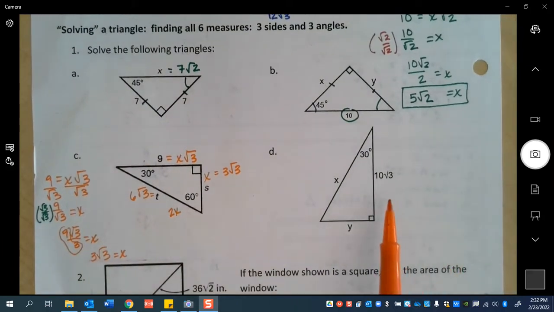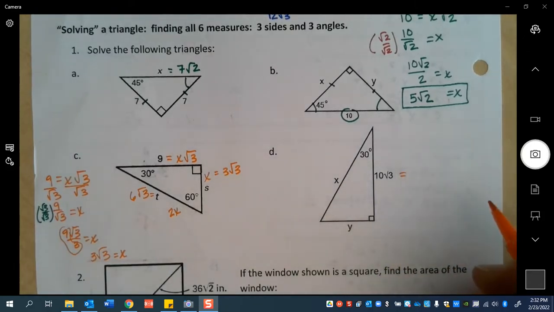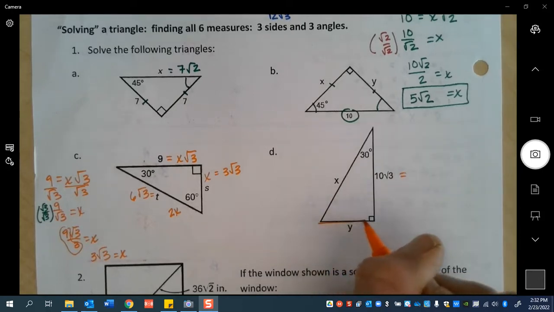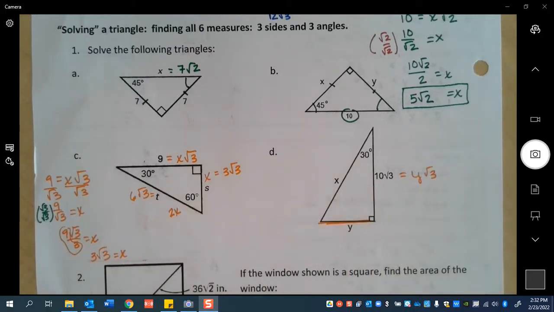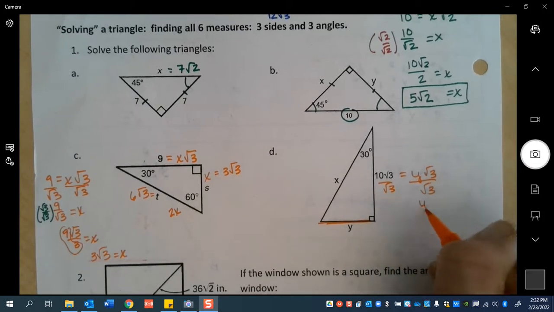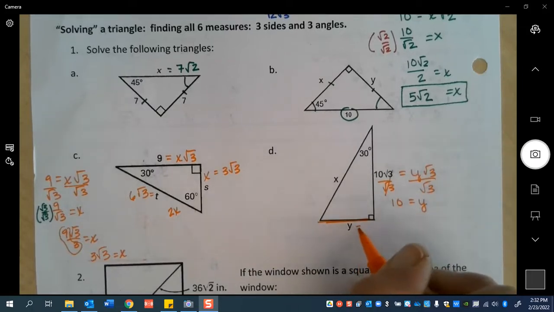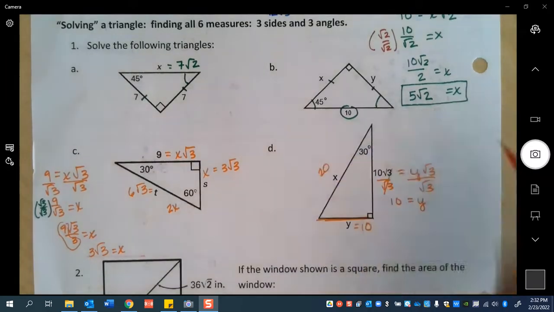All right, if my long leg is equal to 10 times the square root of 3, that's going to be equal to my short leg times the square root of 3. If I go to divide by the square root of 3, what do I get for my short leg? What's x going to be? 10. Double that. 20.